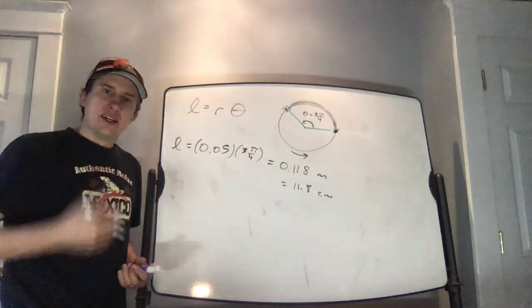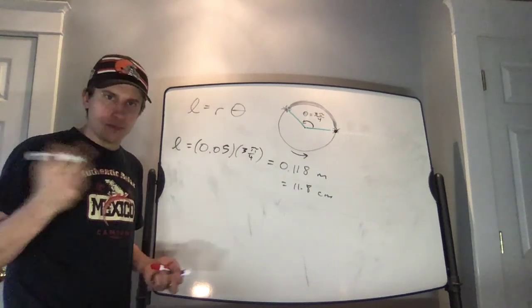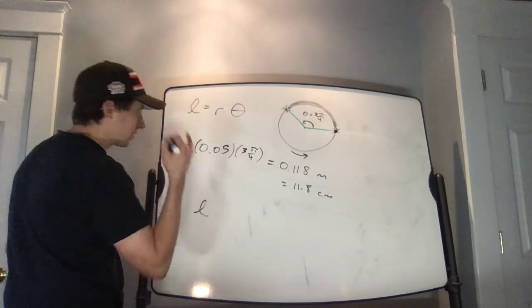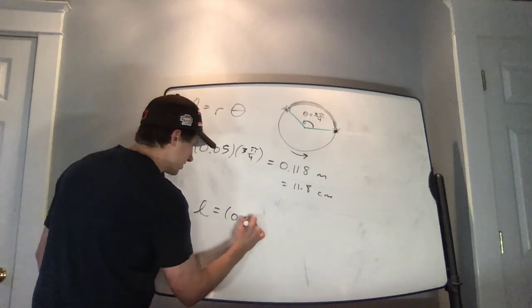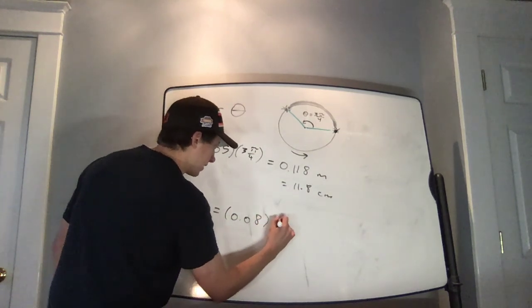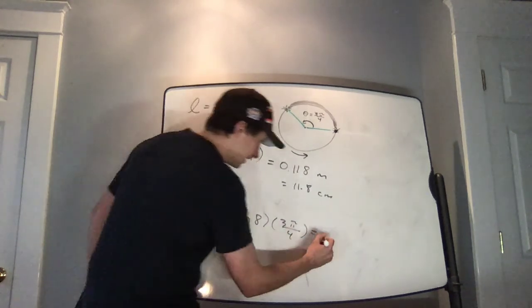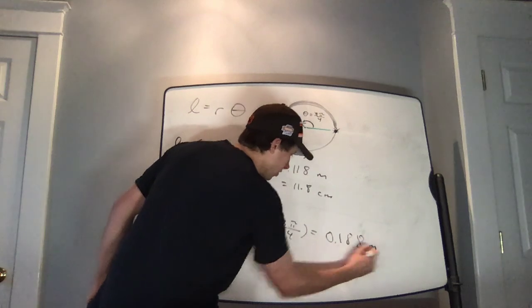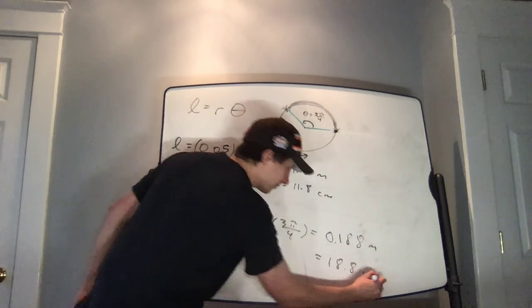Similarly, if I consider a larger record of radius 8 centimeters, I could say the arc length, that is the insect's path, would be given by 0.08 meters times 3 pi over 4 radians, which gives me a distance traveled of 0.188 meter, which is 18.8 centimeters.